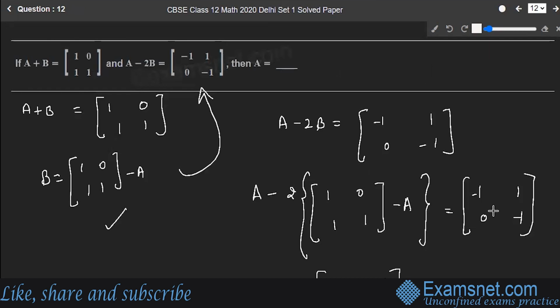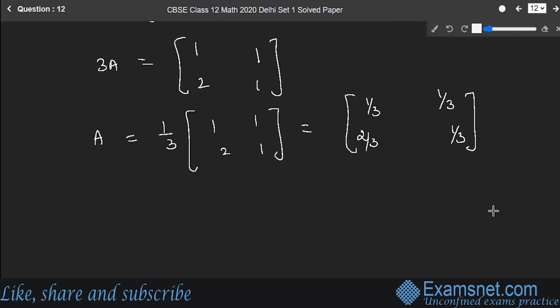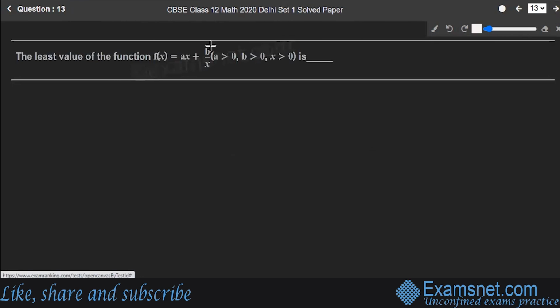Okay, so this is the answer to the question. Let's check with the options. You don't have any options; naturally, you have to fill in the blank. So this is the answer to the question. Hope you understood that. Let's move to the next question, number 13. The least value of the function f(x) is equal to ax plus b upon x when a and b and x are greater than 0 is.